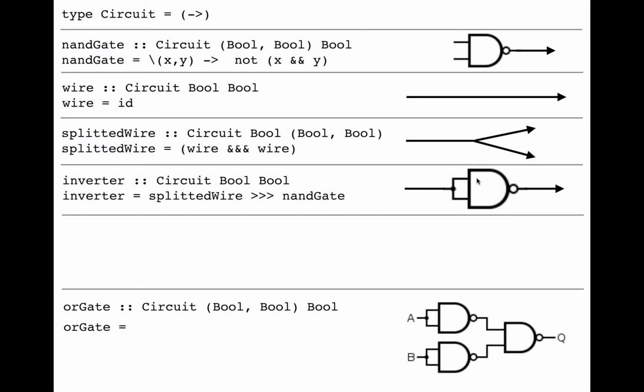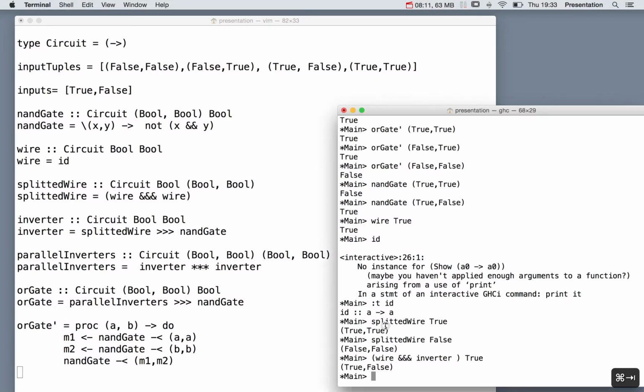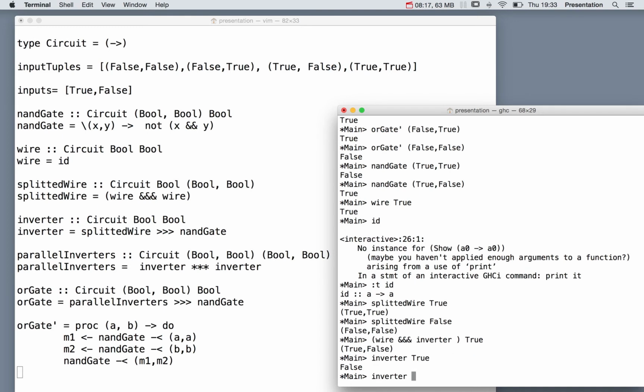Okay, and well, we can create this inverter by composing a splitted wire with a negative AND gate in a serial way. And as you have seen, an inverter is just inverting whatever it gets.